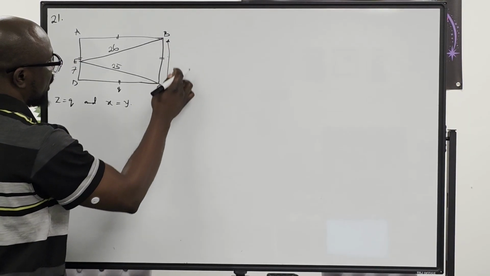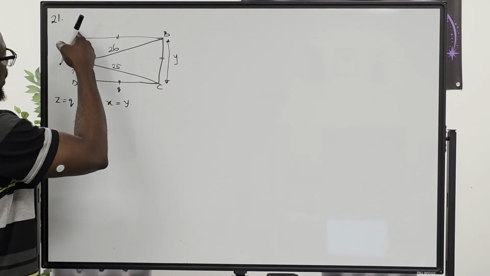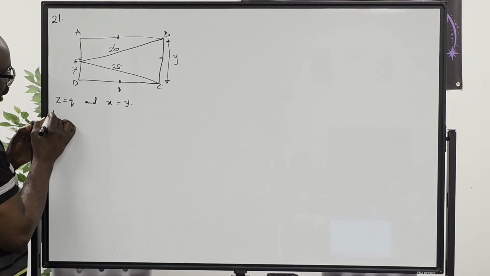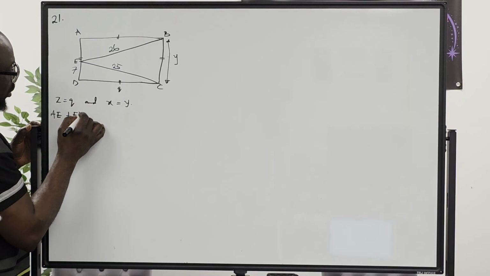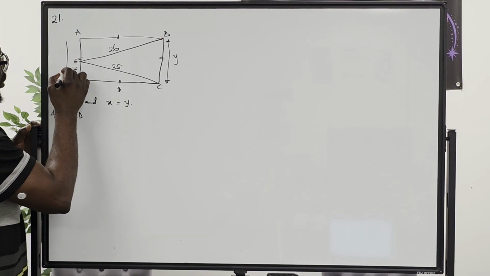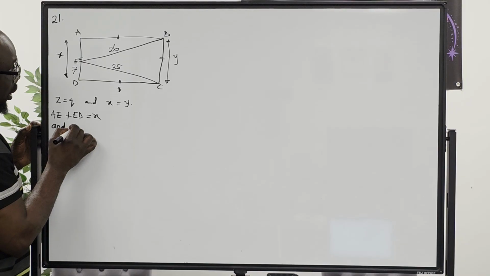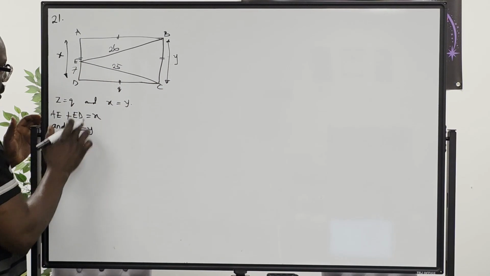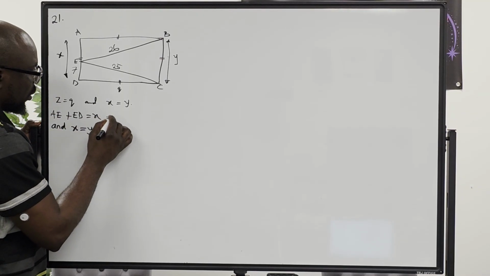And don't forget that the entire BC, let's call it Y, is going to be the same thing as AD. But we know that AE plus ED, let's call this entire length right here X, is going to be equal to X. And X is equal to Y since they are opposite sides, right? So just a quick equation to explain things to us.